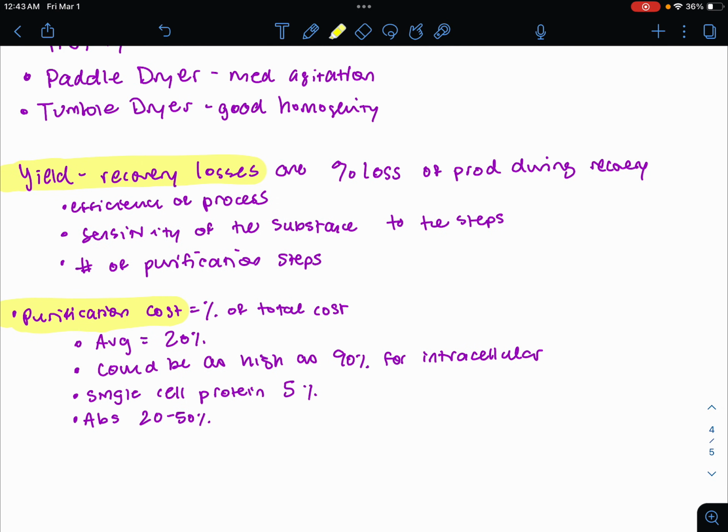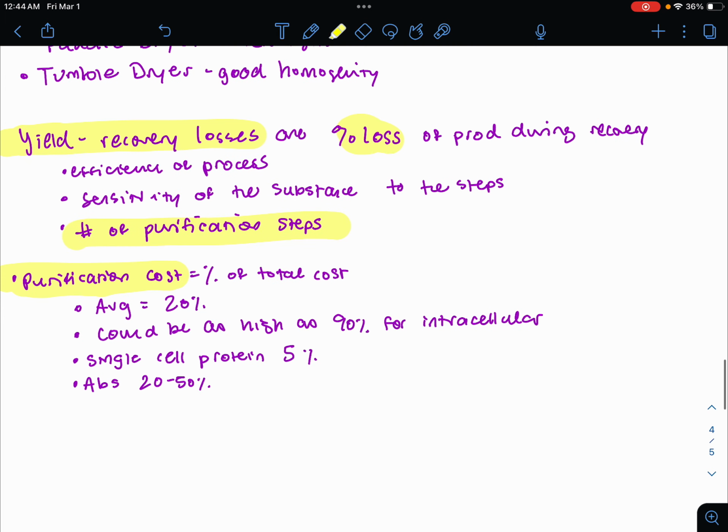Yield. Okay, let's talk about yield and recovery losses while we still have time here. Okay, so the recovery losses are the percent loss of product during recovery. I remember doing this in organic chem too. You need to be very precise in the crystallization when you're doing this. They are affected by the efficiency of the process, the sensitivity to the steps. The substrate is very sensitive to the process steps. You might lose some. And the number of the purification steps. If it's too complicated, again, you risk losing some of that product.